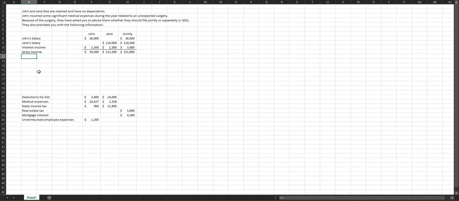Now, from there, we'll need to deduct their deductions for AGI. In the problem, we're told these, so we will drag this back up, and the totals for these will be for jointly. Now, from there, we will get their adjusted gross income, or AGI.